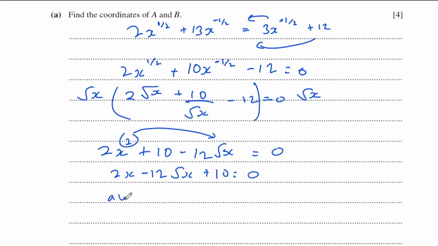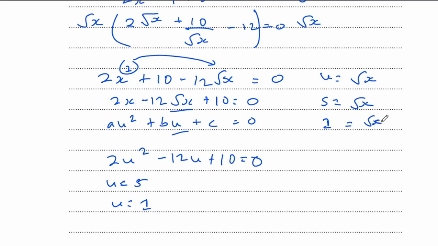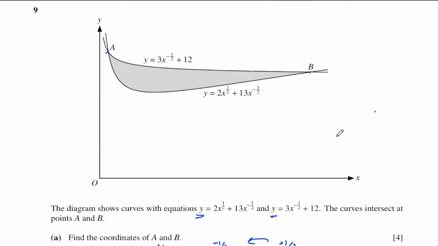You can change it to au squared plus bu plus c equals 0, where u will just be root x. And so we end up getting 2u squared minus 12u plus 10 equals 0. And we can solve for u here. So 2, negative 12, and 10. This gives us u equals 5 and u equals 1. And so 5 equals root x and 1 equals root x. To find x, you just square both sides. And so x will either be 25 or x will be 1. And that gives us the two values that we were looking for.